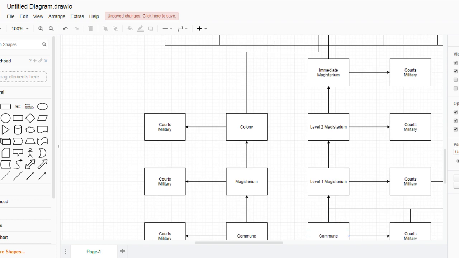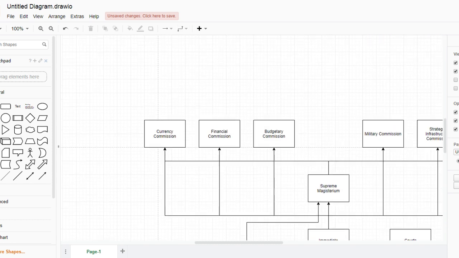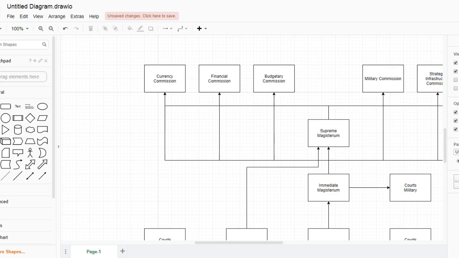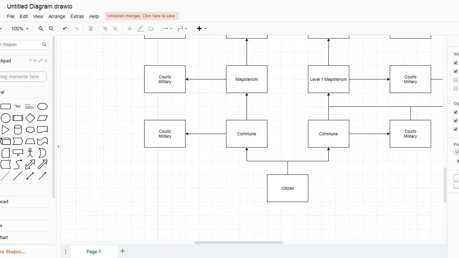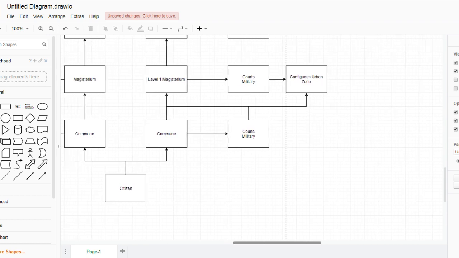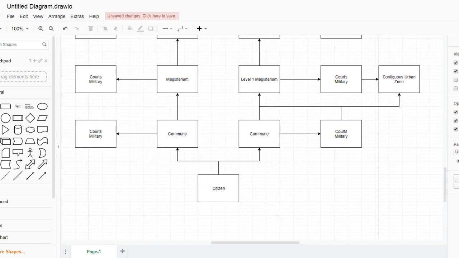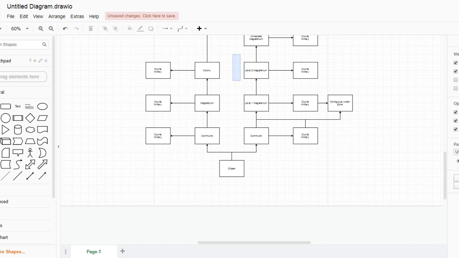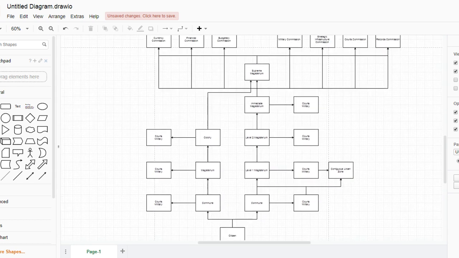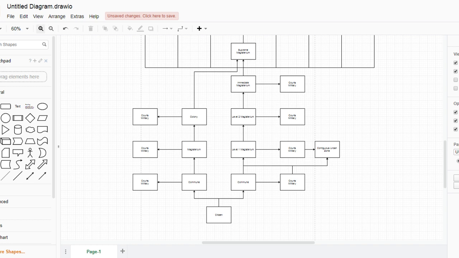So this is sort of a rough org chart of how the government is generally shaped. So tell me what you think exactly about this. Do you agree? Do you disagree? Do you think that there's something else that should be done? Let me just zoom out a bit. There we go. Let's zoom out more.